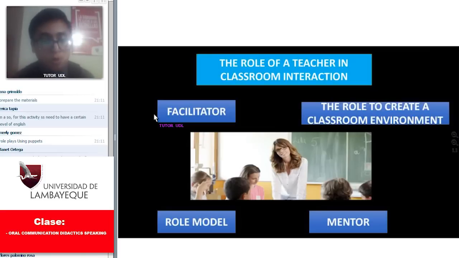And the other one is role model. Remember that most of the time we are a model for them, so they are going to repeat almost everything that you say. So you need to say it in a good way, with the correct pronunciation, and they will repeat the same. And of course, mentor means that you are going to evaluate, and tell them that if they have mistakes, how they can correct them, if they do something that is not correct, how they can do it correctly. So that's mentor in this case.